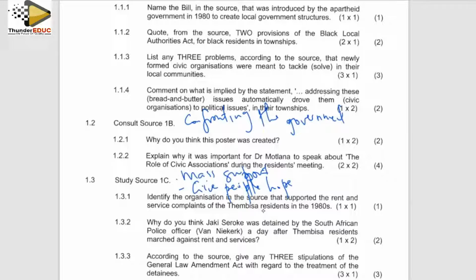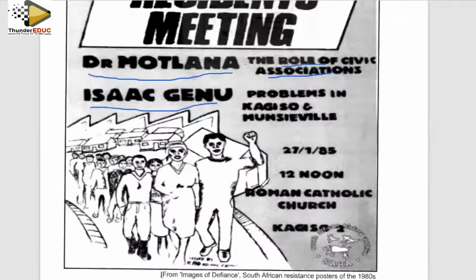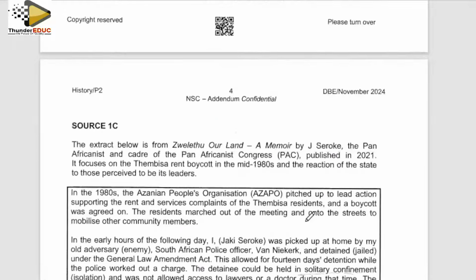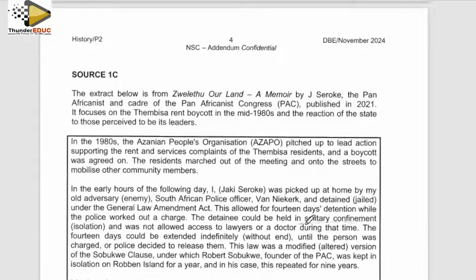Right, that was source 1B. Let's quickly go on to source 1C. Right, let's go and check source 1C. What is it about? Our source 1C is, the extract below is from Soweto, Our Land, The Mayor by J. Seroke, the Pan-Africanist and cadre of the Pan-Africanist Congress, the PAC, published in 2021. It focuses on the Tembisa rent boycott in the mid-1980s and the reaction of the state to those who are perceived to be its leaders.